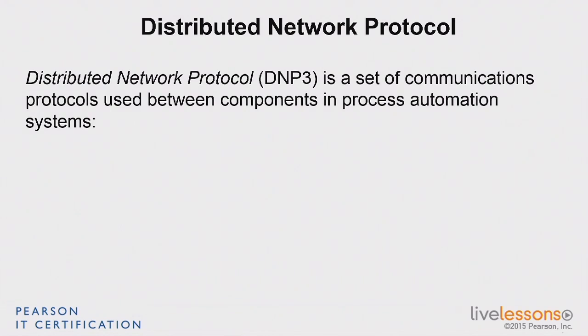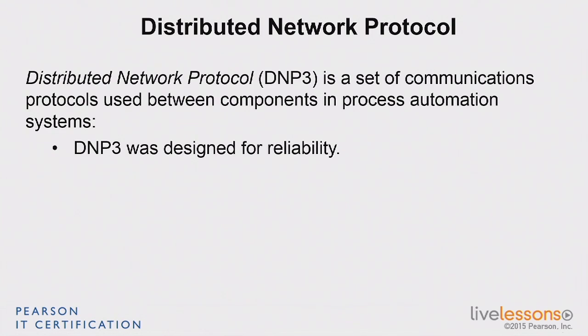Distributed Network Protocol, or DNP3, is a set of communications protocols that's used between components in process automation systems. DNP3 was designed for reliability. So here the concern is that we're using these in process automation systems. Those were our industrial control systems that we already identified as having a number of weaknesses. And then we have this protocol that was never designed for security. It was designed for reliability. So we want to keep that in mind when we're assessing our ICS systems.